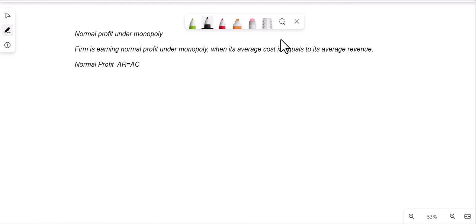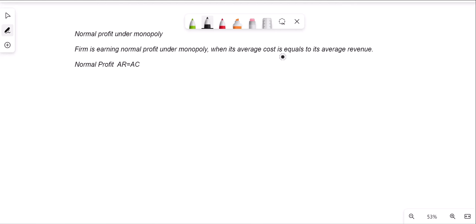In our today lecture we will be discussing how a firm is earning normal profit under monopoly. A firm is earning normal profit under monopoly when its average cost is equal to its average revenue. So when this condition prevails in the market, it means that the firm is earning normal profit under monopoly.